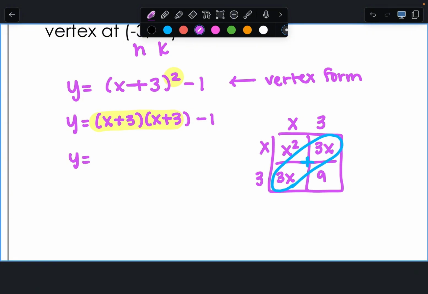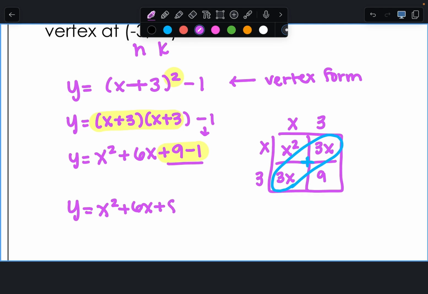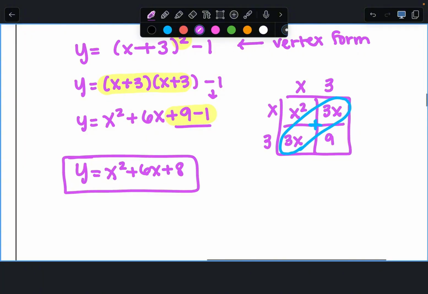All right. So from box and foil, we get x squared plus what? Plus 9. But don't forget you still have a what? Minus 1. Now look at the equation and figure out what can you combine. The 9 minus 1. So to finish it off, we're going to combine the 9 minus 1. We end up with x squared plus 6x plus 8. And that is your equation in standard.